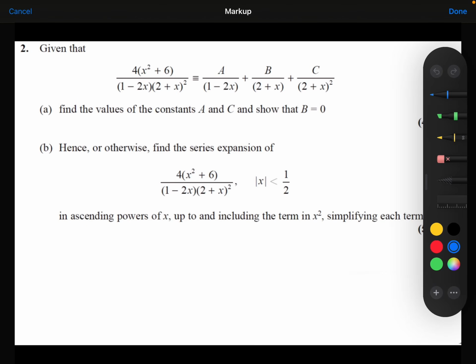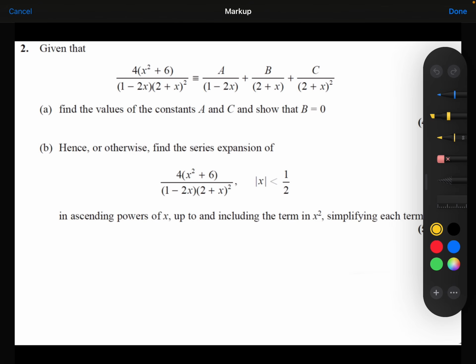Given that (4x² + 6) over (1 − 2x)(2 + x)² is identical to a over (1 − 2x) plus b over (2 + x) plus c over (2 + x)². Part A, find the values of the constants a and c and show that b equals 0. So, partial fractions question.